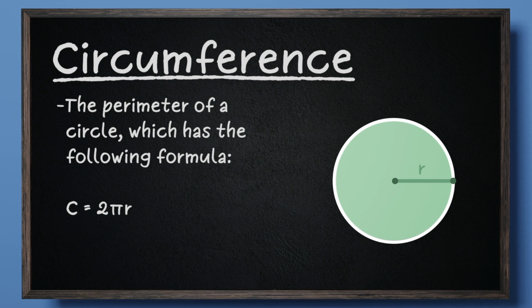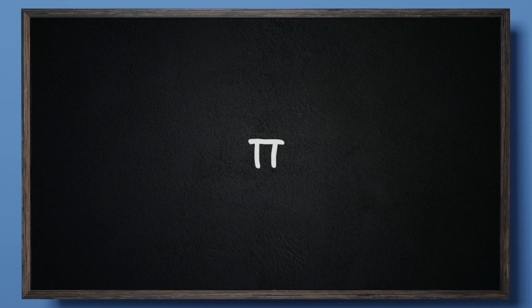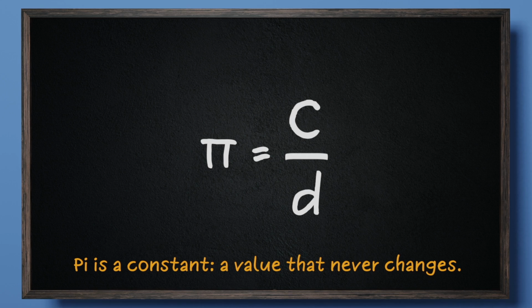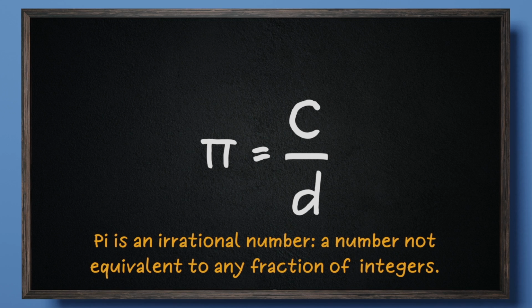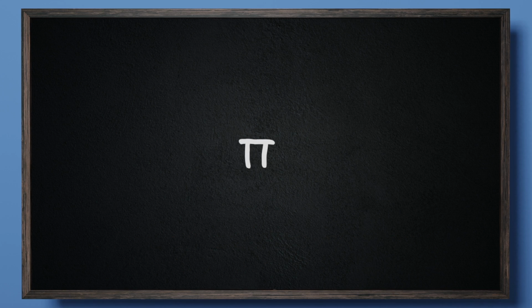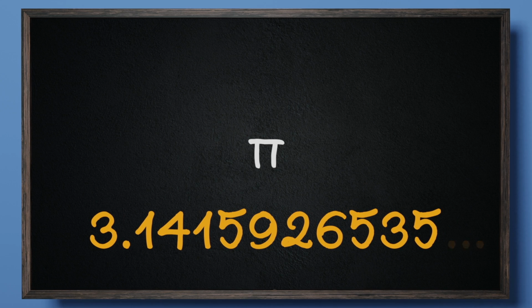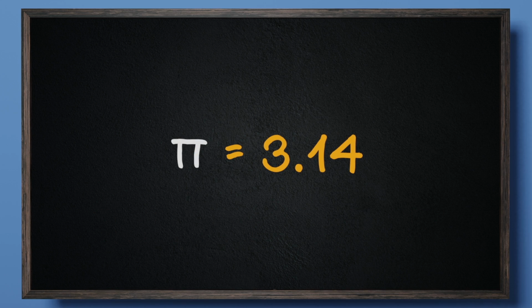There is also a new symbol that may sound familiar to you: pi. Pi is a lowercase Greek letter that is a constant, which is a value that never changes, that is equal to the ratio of the circumference and diameter. This constant is an example of an irrational number, a number which is not equivalent to any fraction of integers. You may have heard people in the past try to recount the value of pi, 3.1415926535, and so on. The decimal places go on forever and never repeat. For the purposes of our study, pi will be equivalent to simply 3.14.